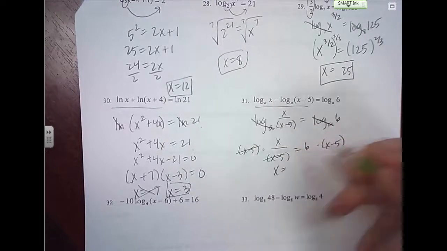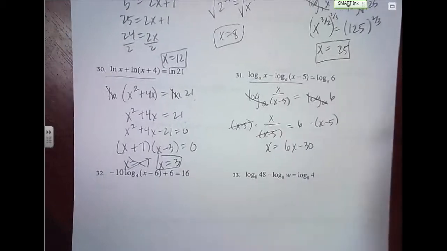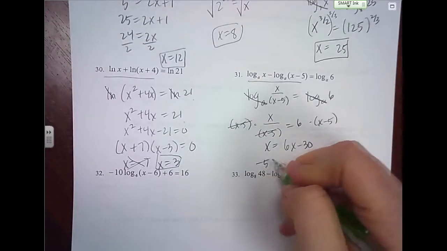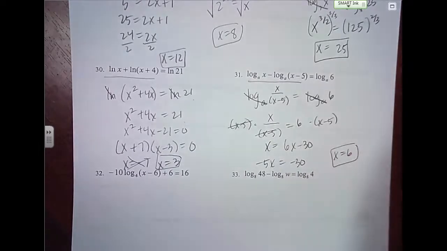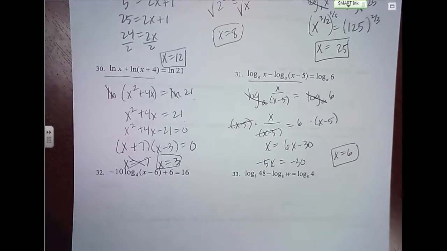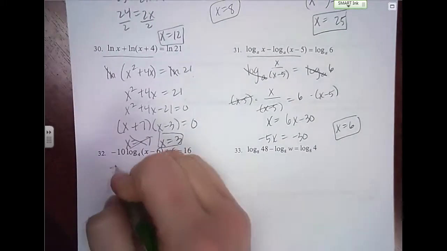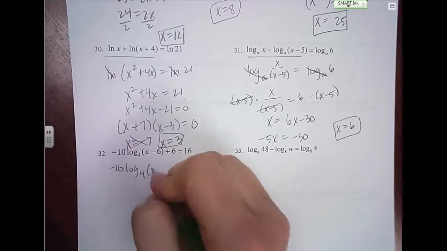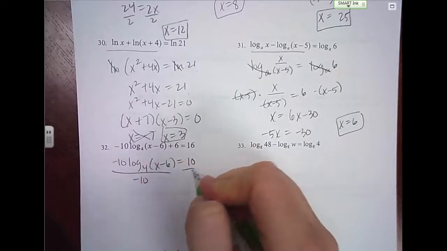So x equals, I'm going to distribute over here, 6x minus 30. Subtract the 6x over and divide by -5 will give you +6. Number 32, I'm going to subtract the 6 first. So that gives me 10, and then divide by this -10.